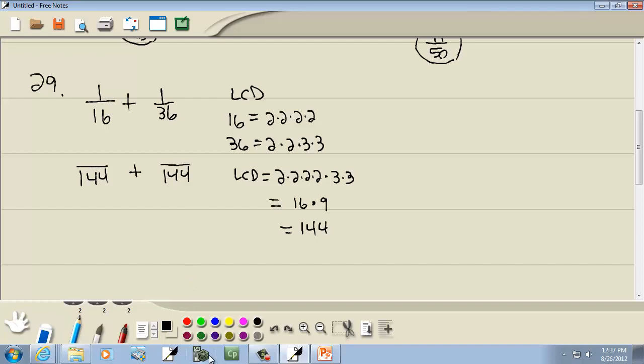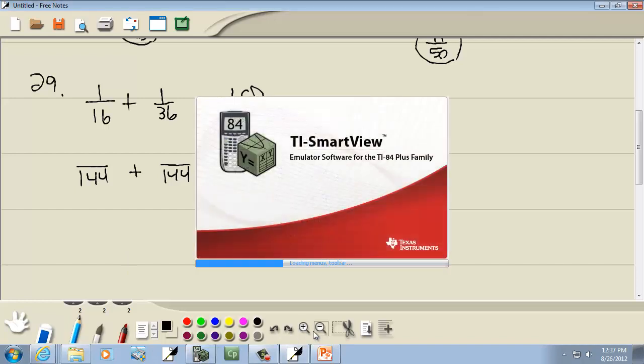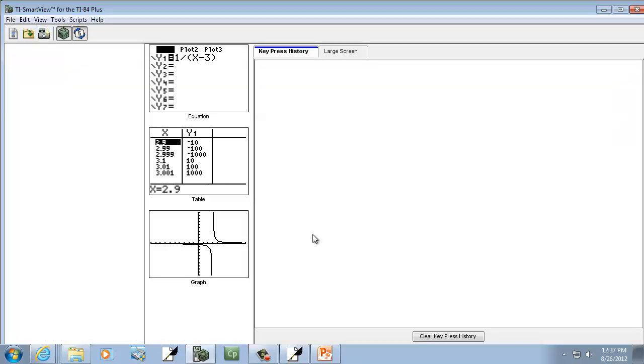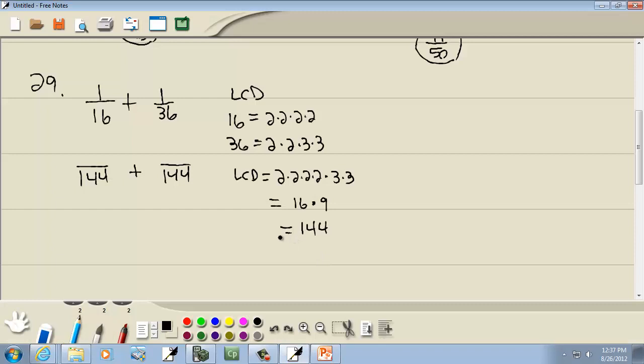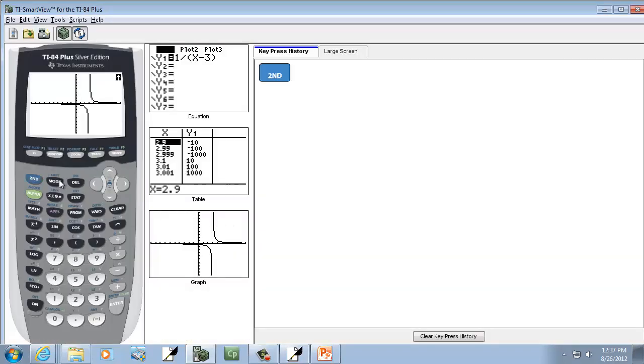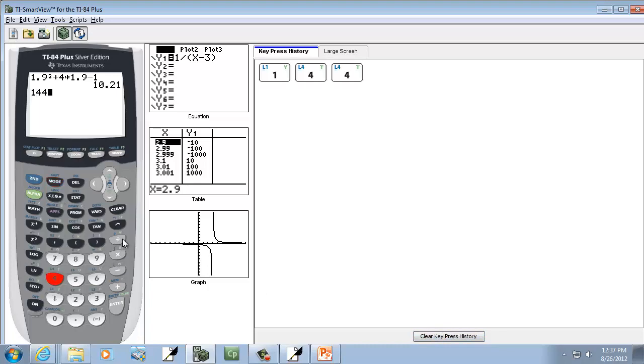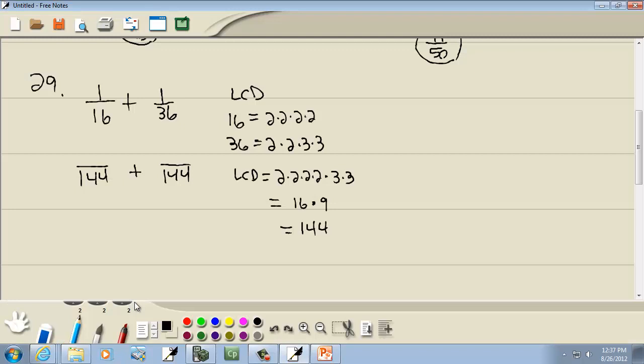Now sometimes it's not so easy to see what you multiplied by 16 to get the 144. Well, if you've got a basic calculator, and I know this isn't a basic one right here, but it'll do, if you take 144 and you divide it by 16, you get 9. That tells you we multiplied the bottom part by 9 to get that common denominator.